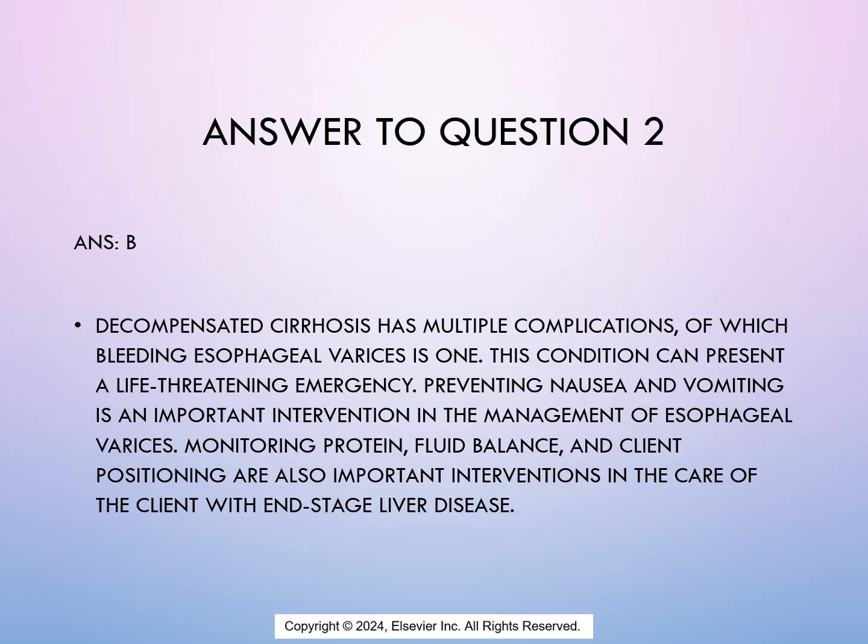The answer to this question is going to be B as in boy. So decompensated cirrhosis has multiple complications, of which bleeding esophageal varices is one. Remember those bleeding esophageal varices, that's where we're having those blood vessels burst and they're in your throat where you have that airway. So this condition can present a life-threatening emergency. Think, you can have blood running all down your airway, it can suffocate you. Preventing nausea and vomiting is an important intervention in the management of esophageal varices. Monitoring protein, fluid balance, and client positioning are also important interventions in the care of the client with end-stage liver disease, but once again, this question is about prioritization.